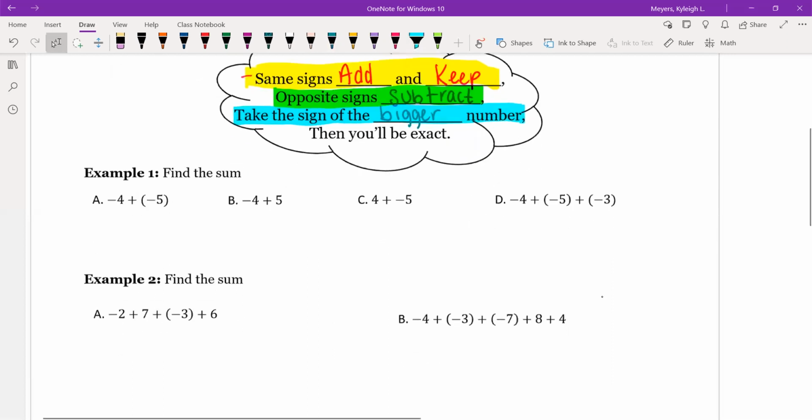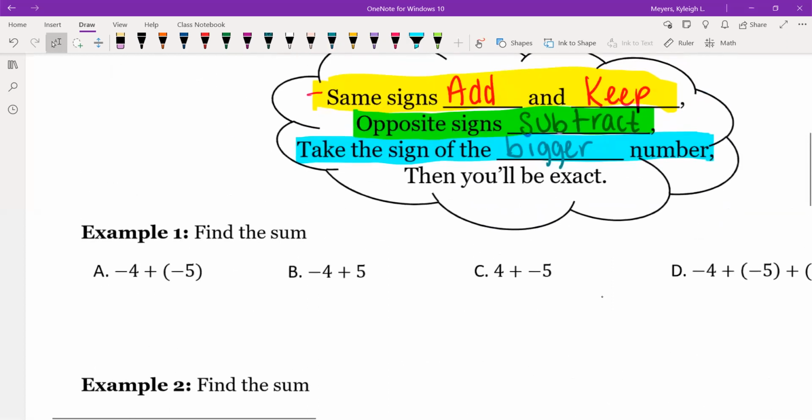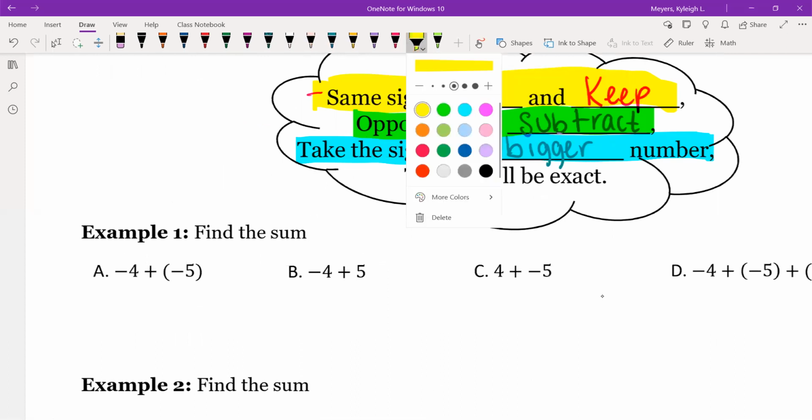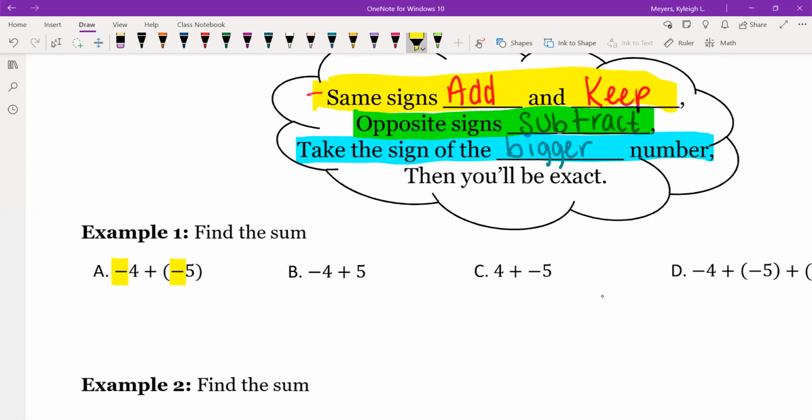Okay, so looking at example 1, looking at these signs, we have a -4 plus a -5. Those are both negative, so they're the same signs. So we're going to add them. So we're really doing 4 plus 5, which we know is 9. And we want to keep the sign. That's what keep means. Keep means keep the sign. So the signs were negative, so we're going to keep a negative. So -4 plus -5 is really -9.